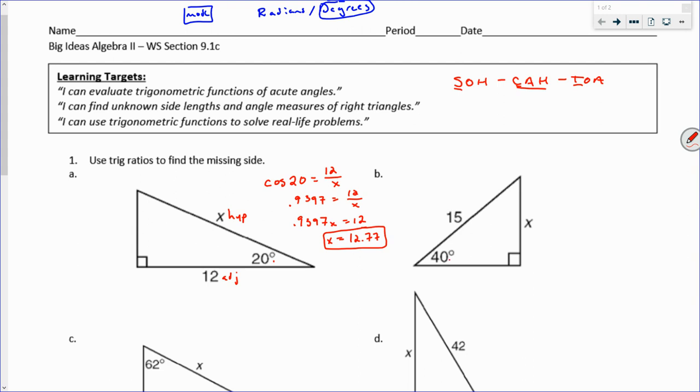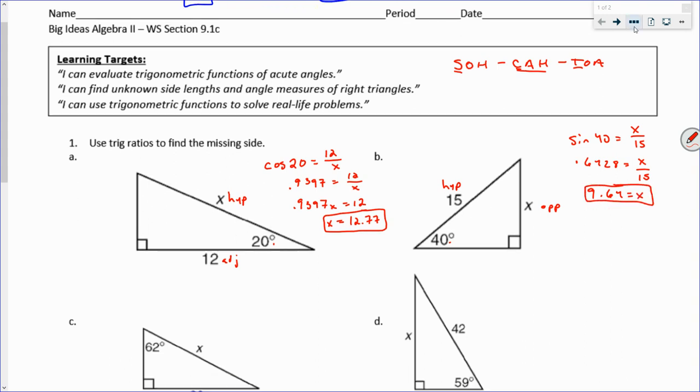So on the next one, we look at 40. That makes this the opposite over the hypotenuse. So to relate these, we're going to write sine of 40 equals x over 15. Sine of 40 is 0.6428 equals x over 15. Multiply both sides by 15 and get something like 9.64 equals x.